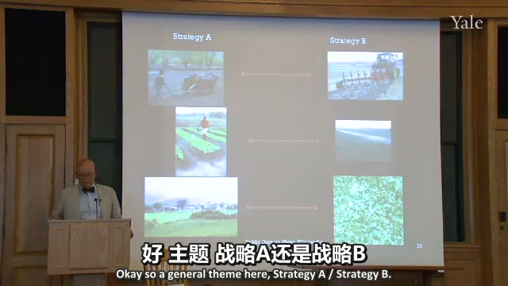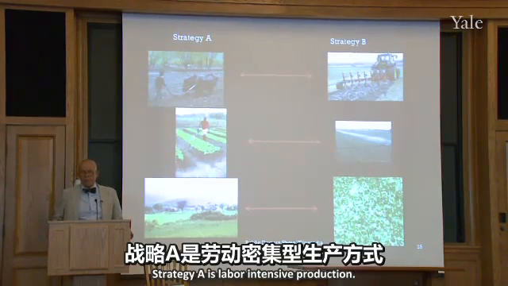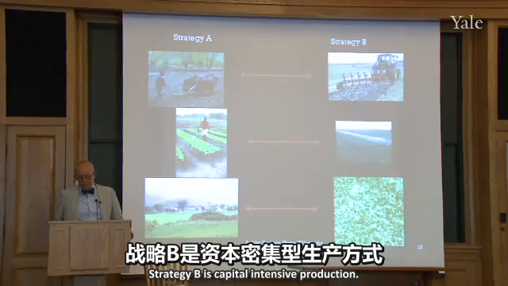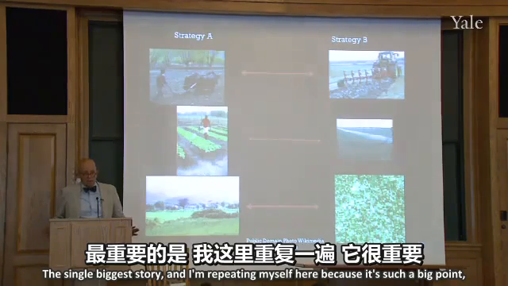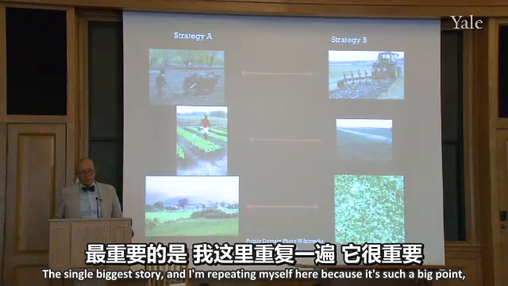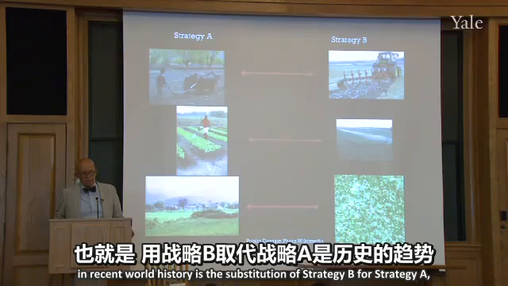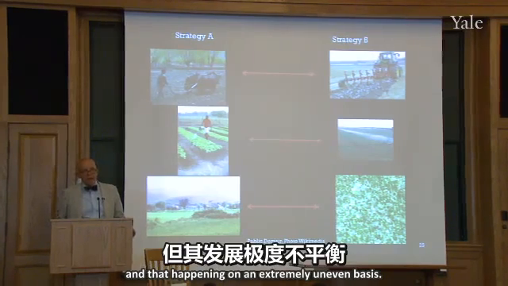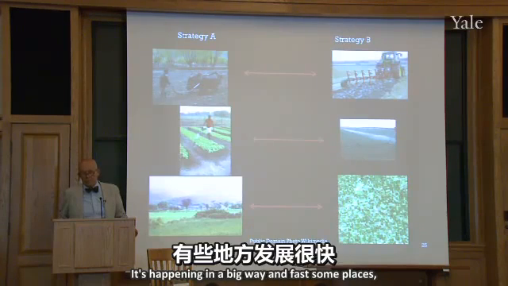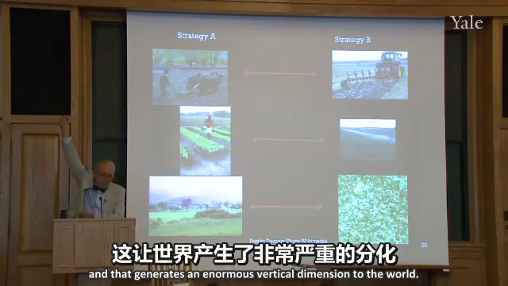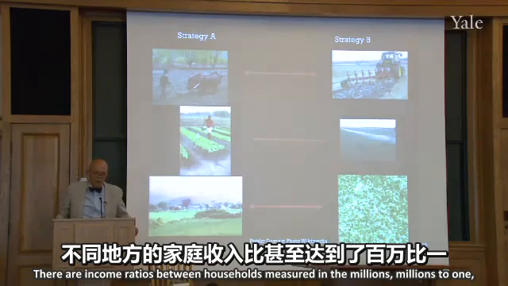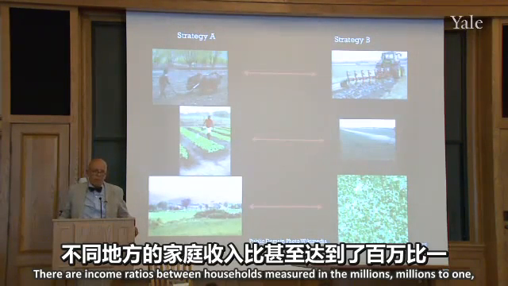Okay, so a general theme here. Strategy A, strategy B. Strategy A is labor-intensive production. Strategy B is capital-intensive production. The single biggest story, I'm repeating myself here because it's such a big point, in recent world history is the substitution of strategy B for strategy A, and that happening on an extremely uneven basis. It's happening in a big way and fast some places, and in a little way and slow other places. And that generates an enormous vertical dimension to the world. So there are income ratios between households measured in the millions to one.